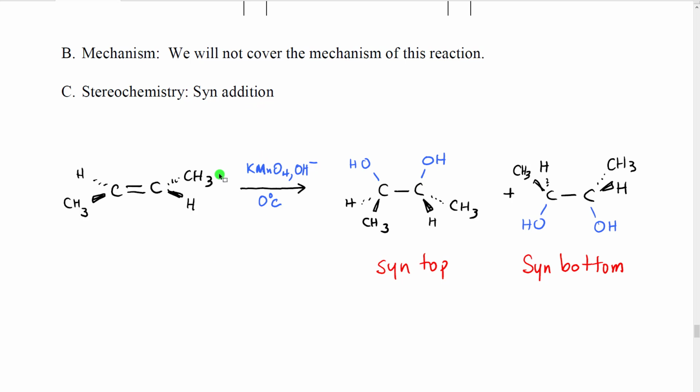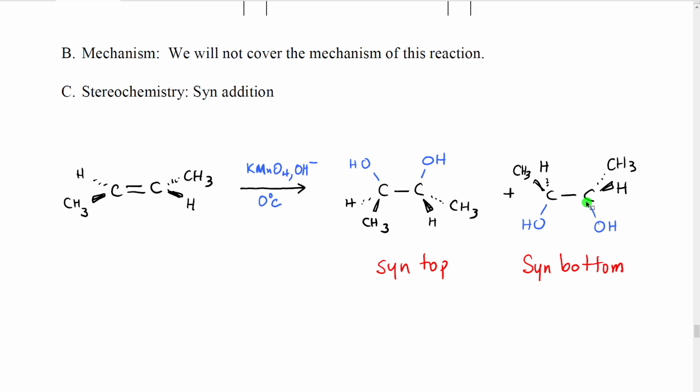Here's an example showing potassium permanganate. If we start with this alkene, we put in potassium permanganate and hydroxide at a cold temperature. The double bond is converted to a single bond, and then we attach OHs from the same face. So for example, both from the top or both from the bottom. When they attach from the top, the other two groups are pushed away by VSEPR. When they attach from the bottom, the other two groups are pushed up and away by VSEPR.